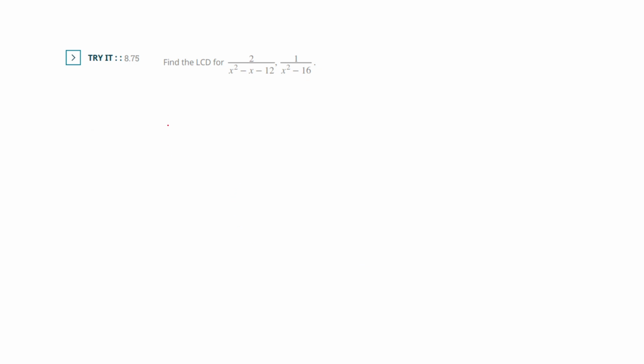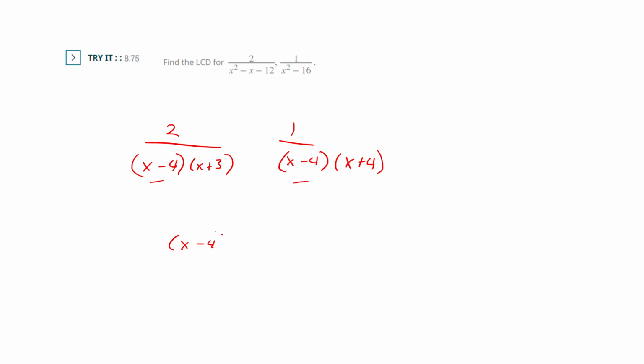Okay, so let's do it again here. So I'm going to factor these. Okay, so we need a match here. We need all the factors to match. Well, the x minus 4 is matched, so I'm going to just bring that down here. That one's good. Now this side is missing the x plus 4, and this side is missing the x plus 3. But now that I've got them matching, that's our LCD. That's what they both need to become in order to have a match.